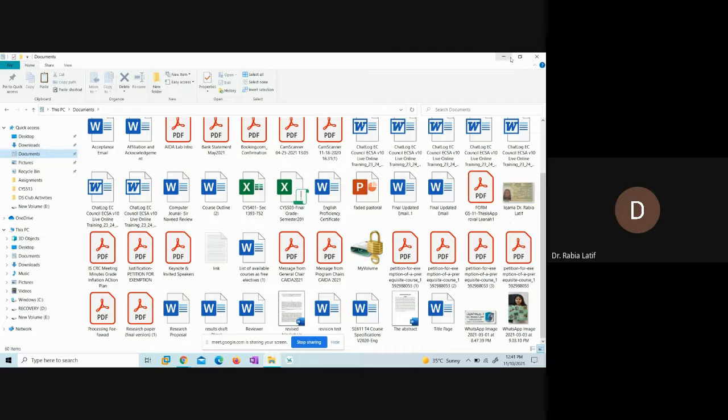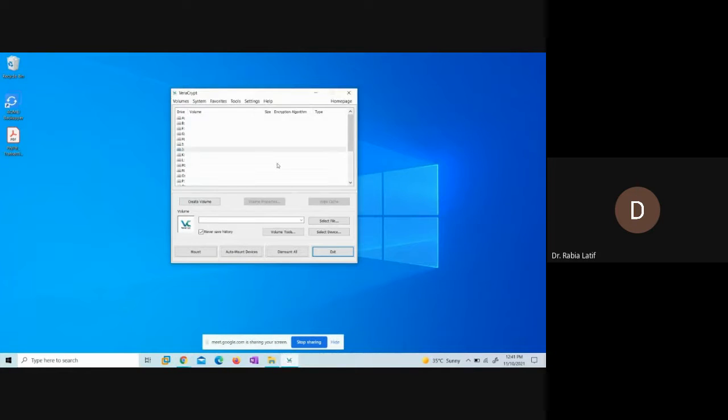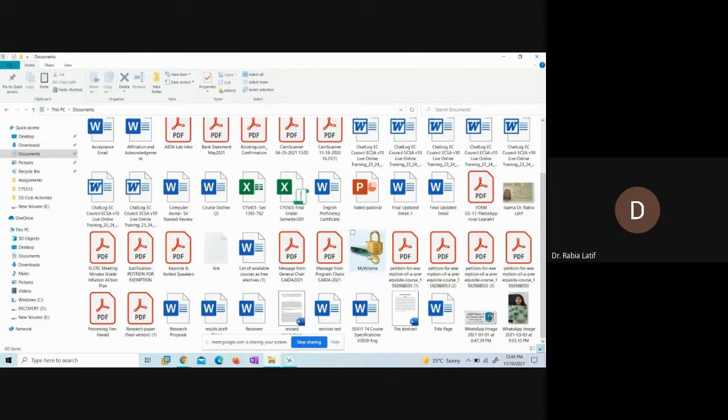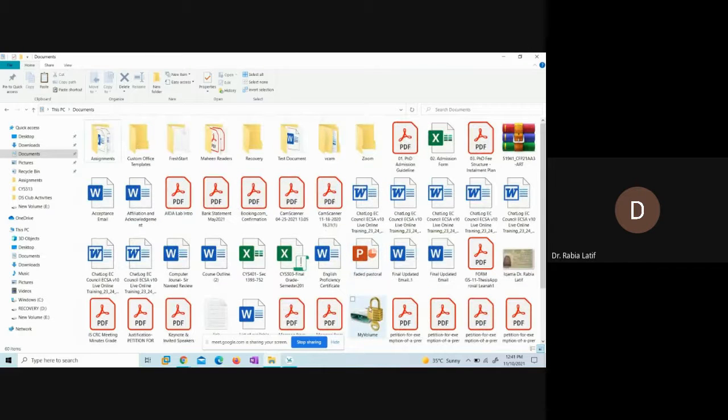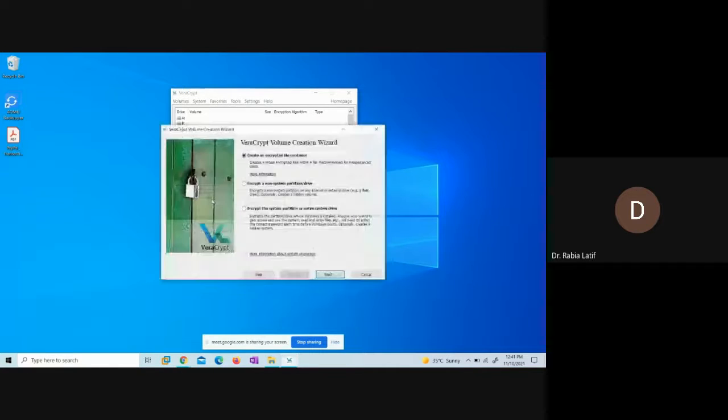Okay, so using the same method, whatever files you want to encrypt, just move them here in this container. So definitely if the size of your container is big, you can easily encrypt the data of any size. Whatever is the size of your file, you can encrypt it easily. Okay, so this is our first practical. You can do the rest.